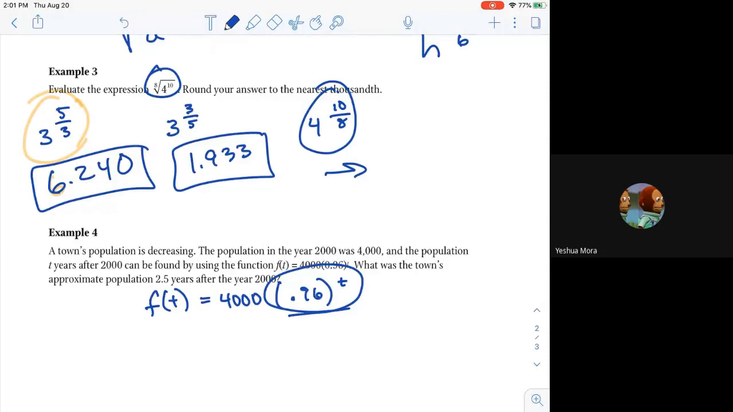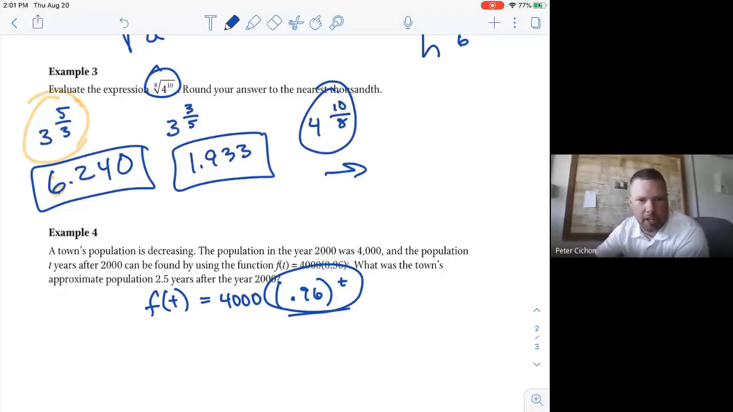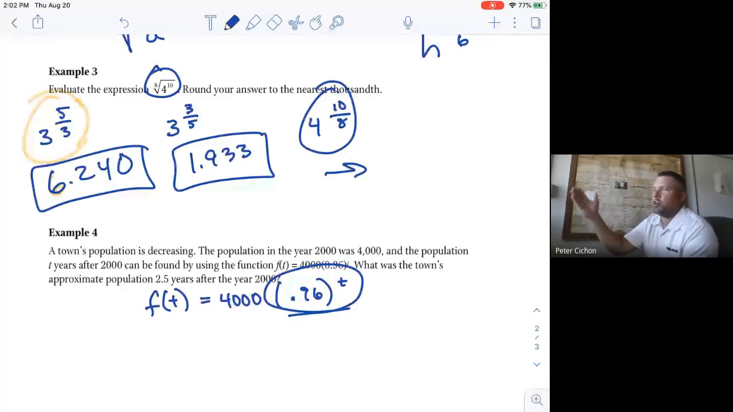Smaller. Getting smaller. What would it look like if it was getting bigger? A whole. Right, it would be a whole. It would be 1, right? So like 100%. More than 100% is growth. Less than 100% is decay. So it's taking away. It's a decrease.